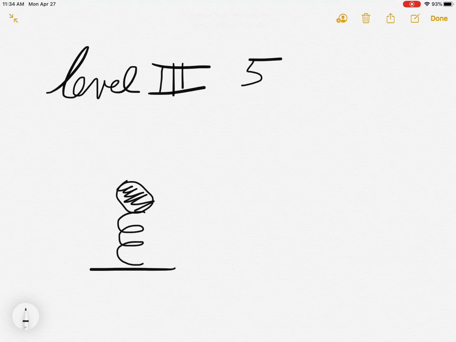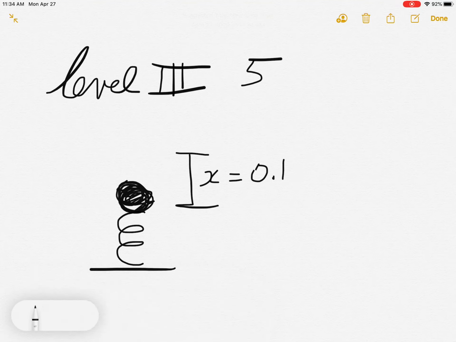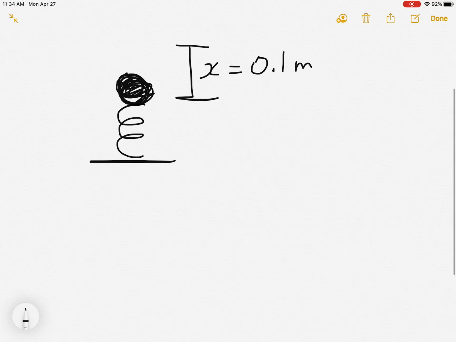Okay, this is a little bit trickier. Level 3, number 5. This is the one where you have a rock sitting on a spring. And there's my rock. Now, when the rock is sitting on the spring, obviously the weight of the rock has compressed the spring 10 centimeters, 0.1. Let's make sure we get the conversion right there. 0.1 meters. Okay, so this is the initial conditions, right?